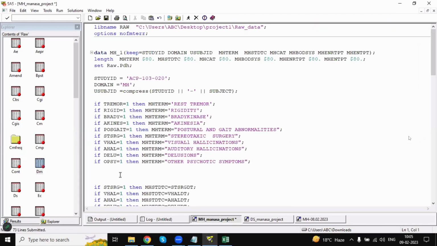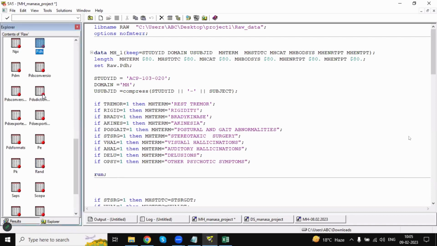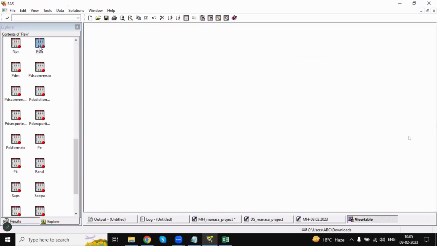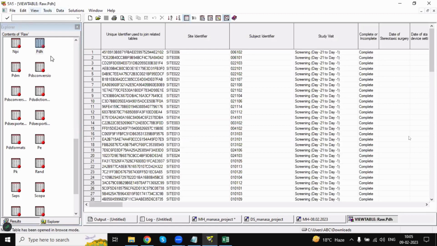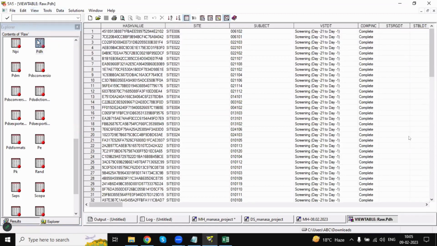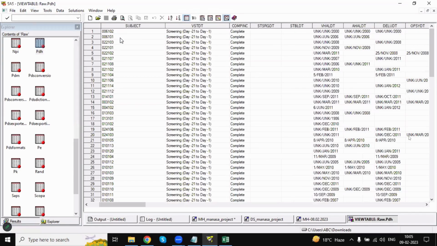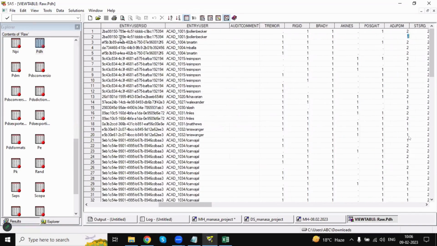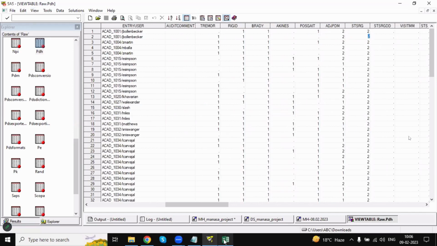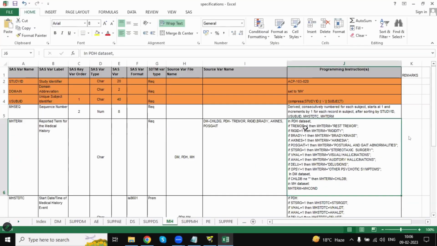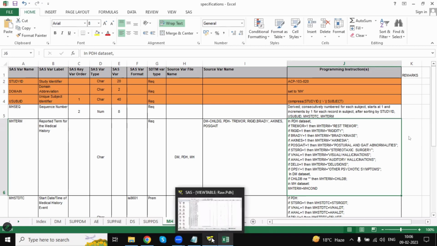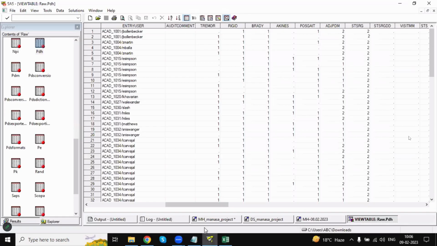So I'm writing the code up to here only. Let's see what is happening. Observe the PDH. Is the PDH data right? What are the things they have given? See, if TREMOR is 1, your term is rest tremor. If rigid is 1, it should be rigidity. If Brady is 1, it is bradykinesia. Like this. So this subject has multiple medical history problems, correct?